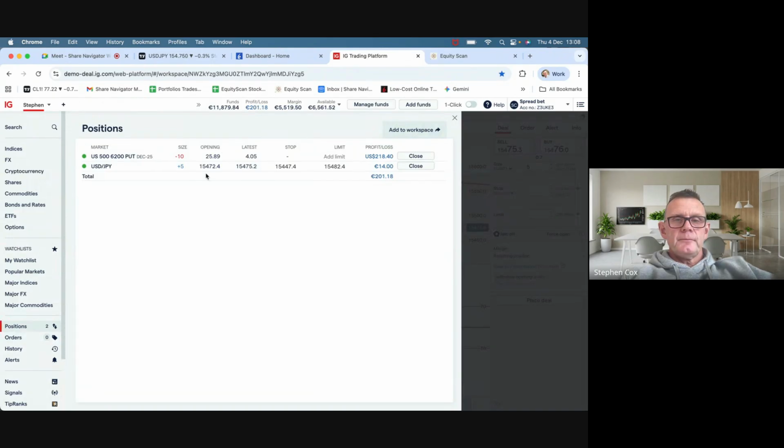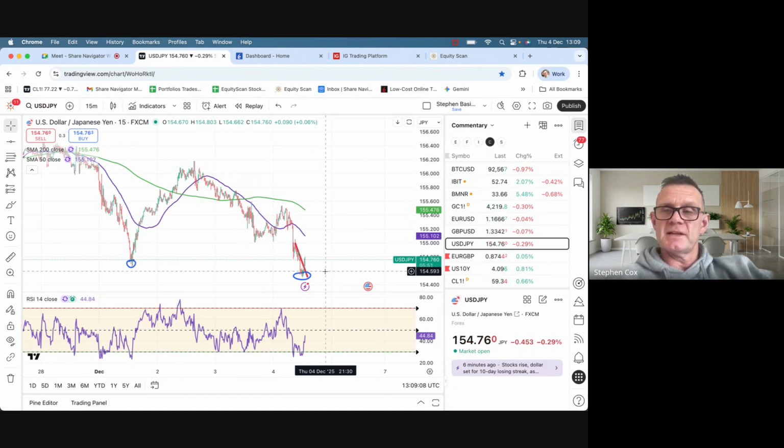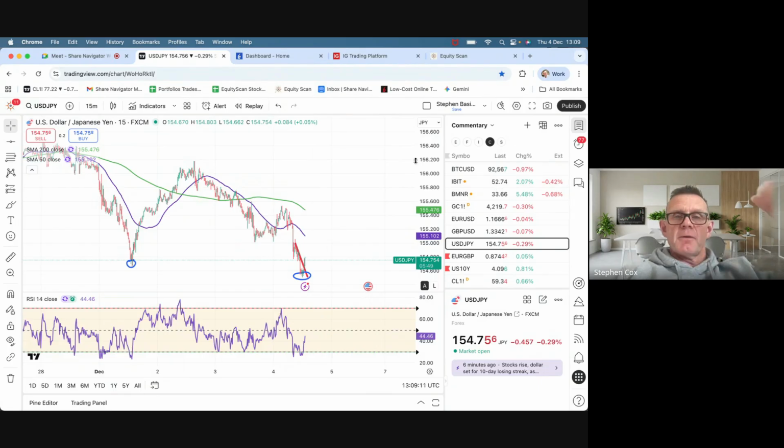I entered it at 15,472. My limit is 15,482, which is 10 points. We're at 15,475, so we're about 7 points away from getting filled. But again, my secondary exit is if RSI hits 50. Now that's only useful if you're sitting here watching the screen, but you can go in and set an alert the minute you place the trade to say when RSI hits 50, please let me know, if that makes sense. So have you any questions on that, guys?